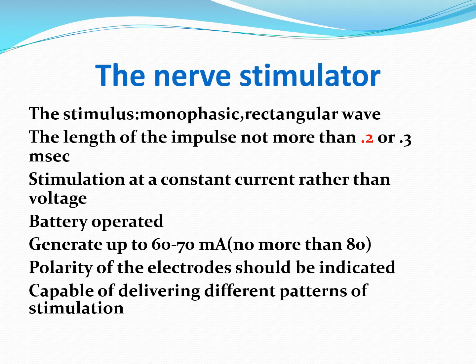The stimulus should be monophasic, rectangular. The length of each impulse is not more than 0.2 milliseconds. This is the common finding, 0.2, sometimes 0.3. Stimulation should be at a constant current rather than voltage. It's battery operated, generating up to 60 to 70 milliampere. Polarity of the electrode should be indicated, which is negative, which is positive, though it doesn't matter too much. And finally, of course, it should be capable of delivering different patterns of stimulation: single twitch, 3 or 4, double burst, tetanus.